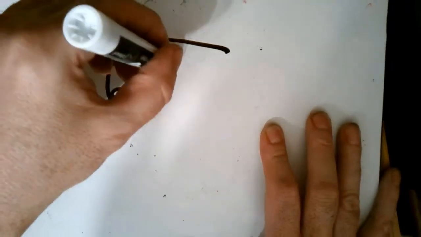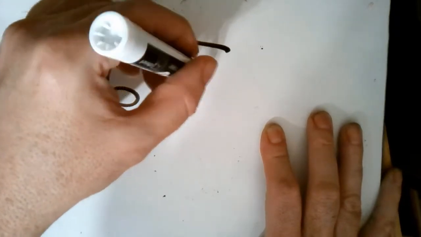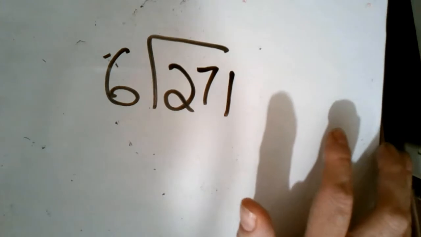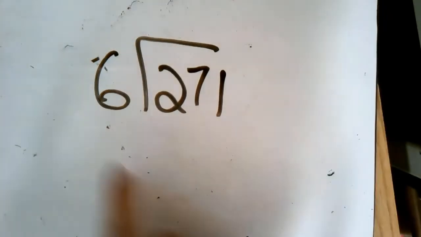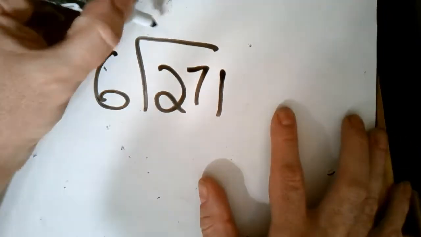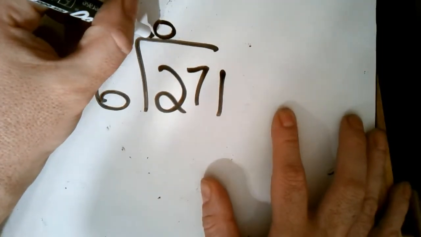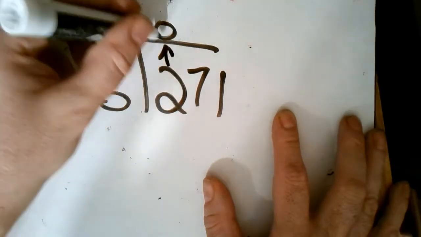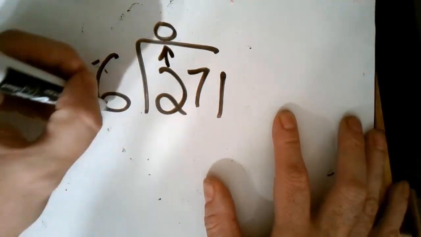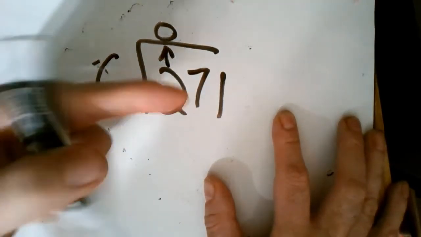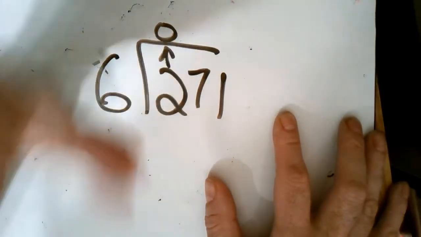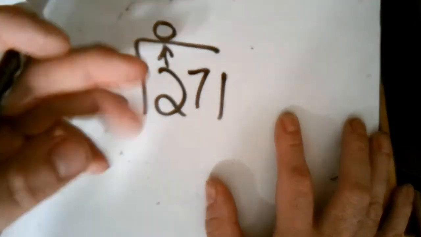So I have 6 into, I'm just going to say 271. Okay, let's try that. 6 can't go into 2. So what do you do? Put a placeholder, because it has to be a placeholder. Can't put the answer there for the next one. 6 can go into 27. All you're doing, you got to multiply, students. How many times does this go into here? Not over it, closer to it.